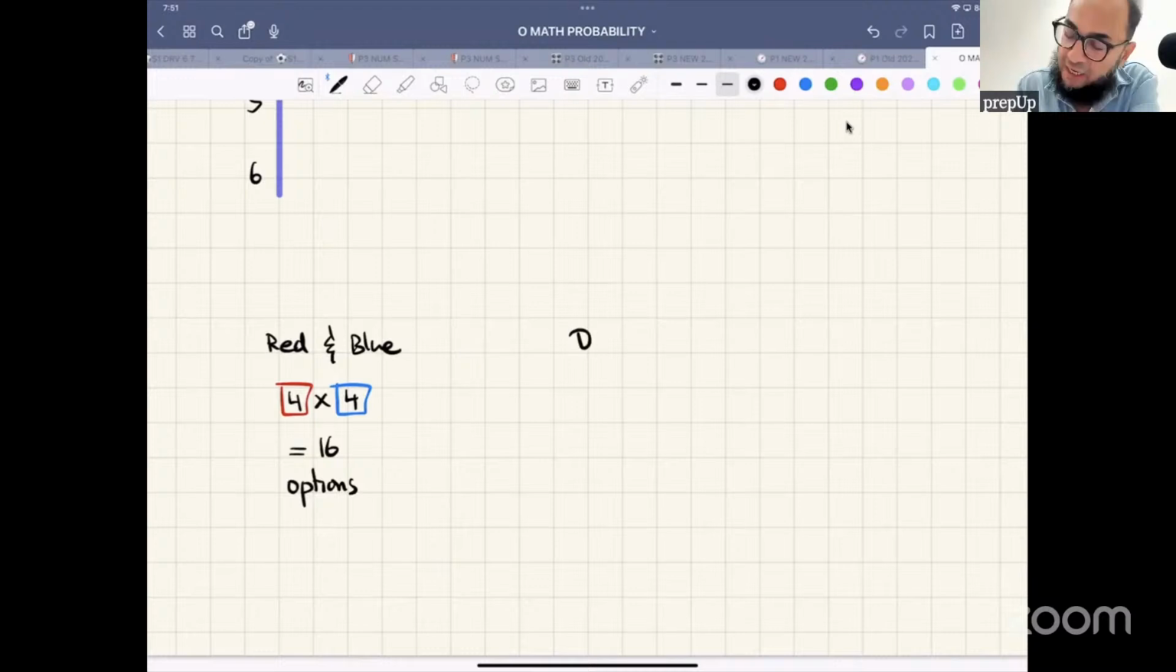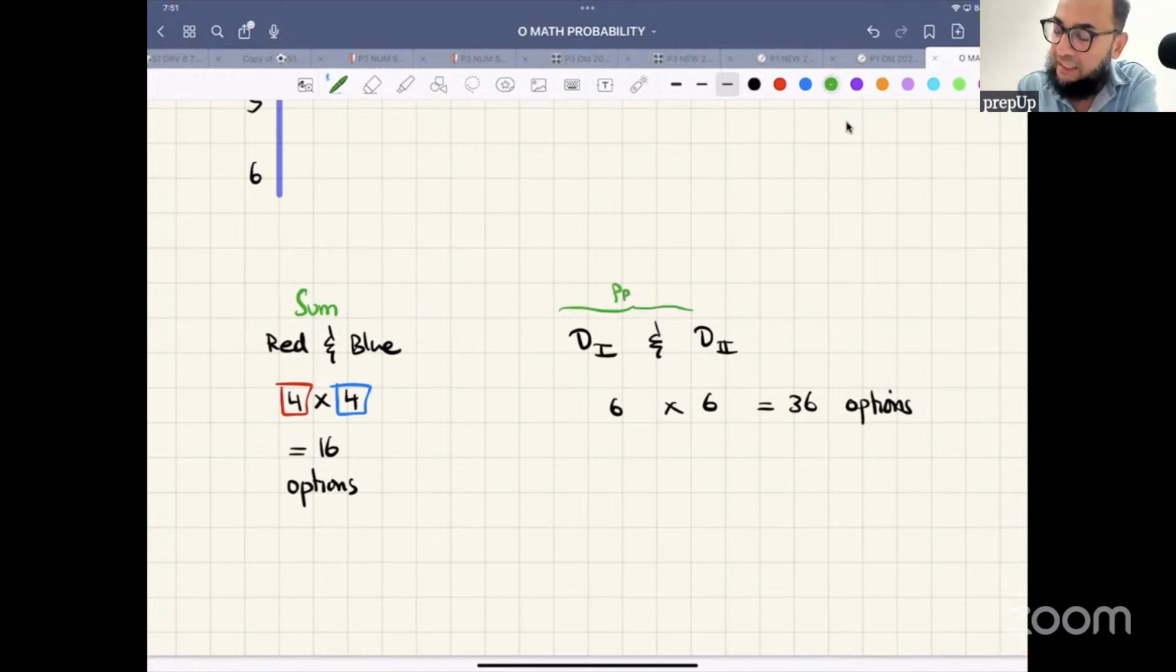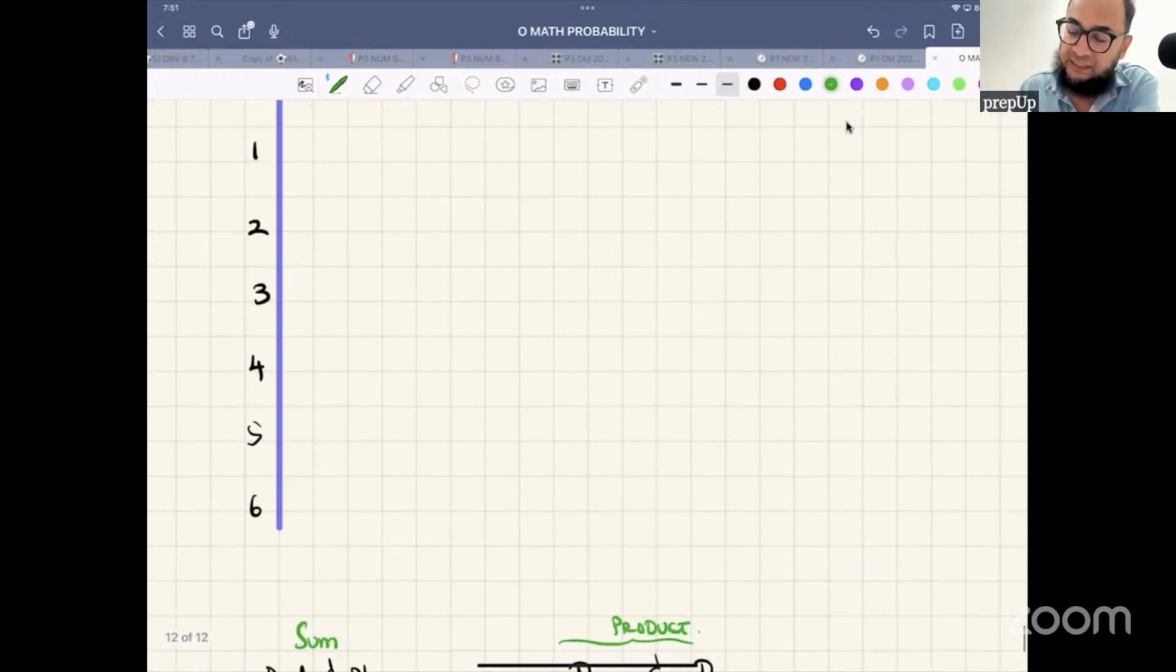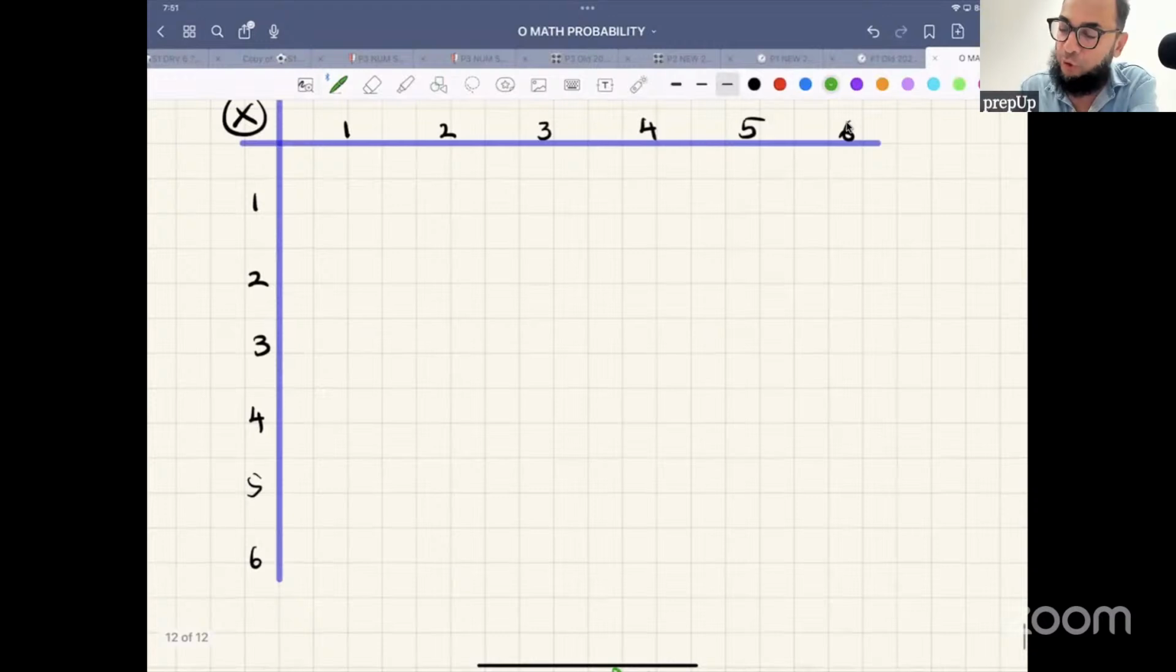Now we are talking about die 1 and die 2. And this is 6 by 6. That comes out to be 36 options. Keep that in mind. The first question was about sum. The second question is about product. All good? All clear? So now when we have 36 options, let's fill it all up.